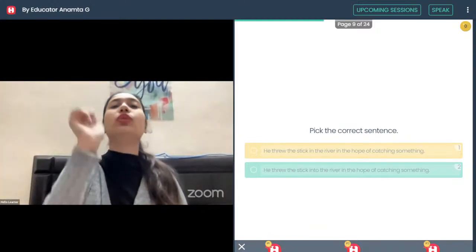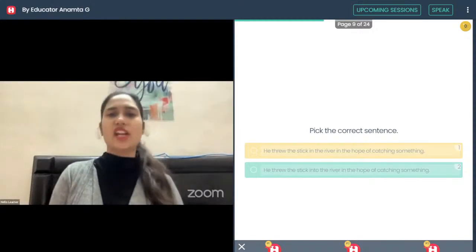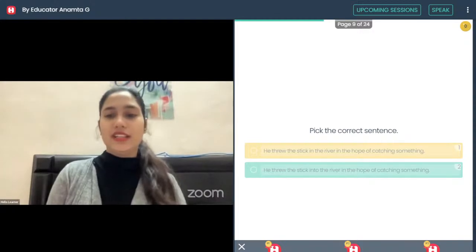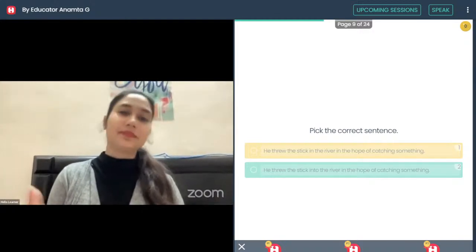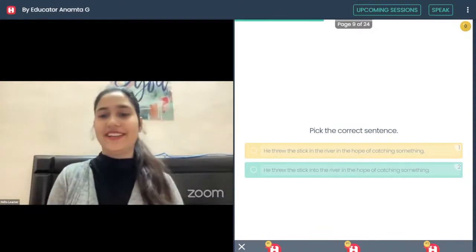So he threw the stick into the river in the hope of catching something. Catching something what? Like maybe fish, obviously. Or maybe his phone, mobile phone.